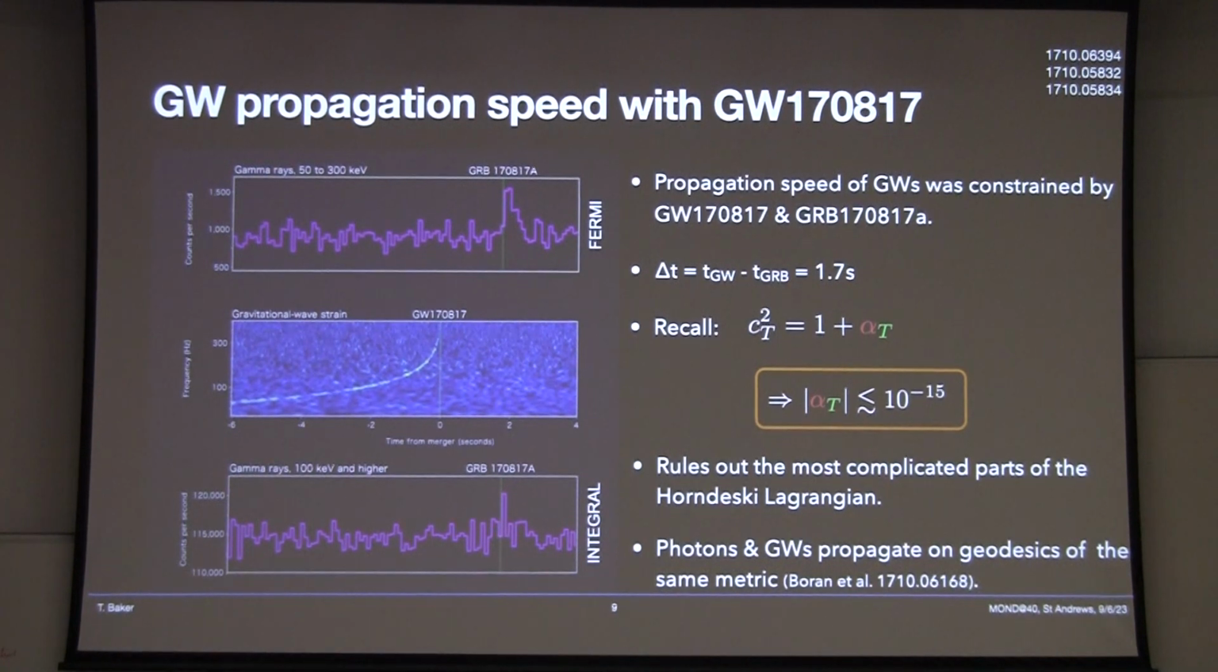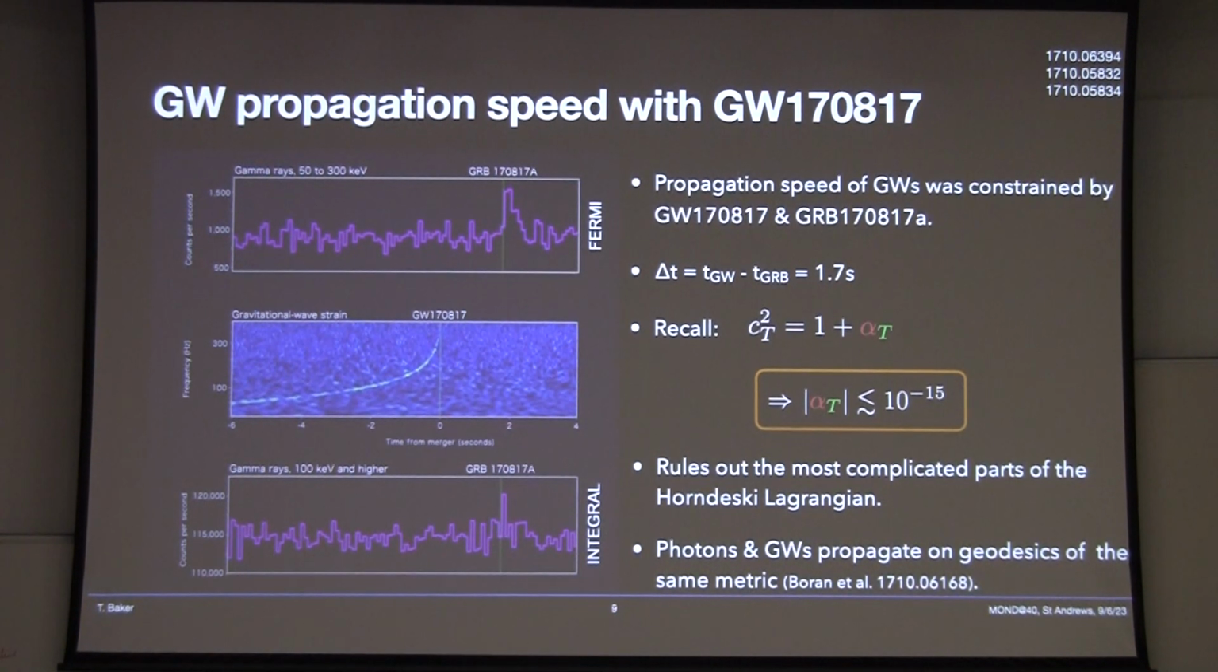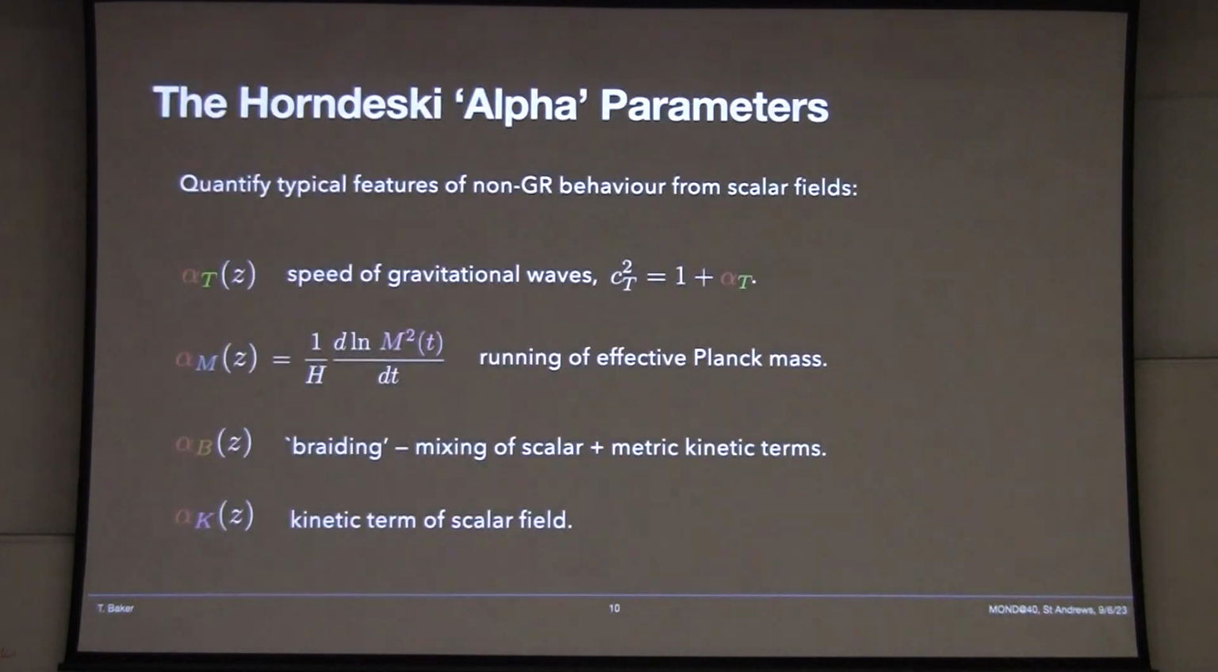Okay, and also what we learn is that gravitational waves and photons need to be propagating on geodesics of the same metric. So if you have a theory that's got some new effective metric in, you can't have gravitational waves and photons coupled differently to that. Otherwise you'd get a bigger difference. Okay, so more or less that's the headline result for the speed of propagation. And that pretty much, up to the loopholes and the caveats that I've mentioned, constrains or rules out our first Horndeski parameter.